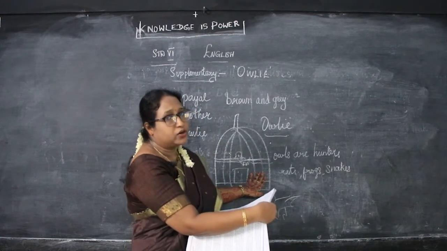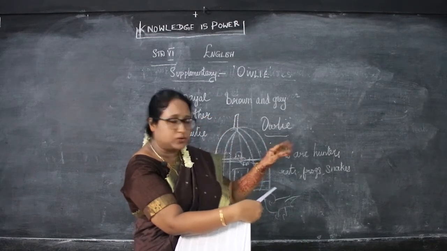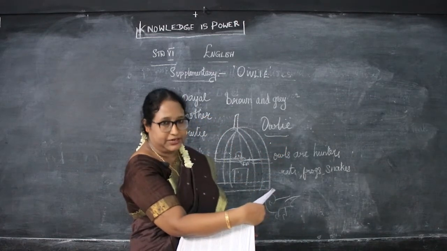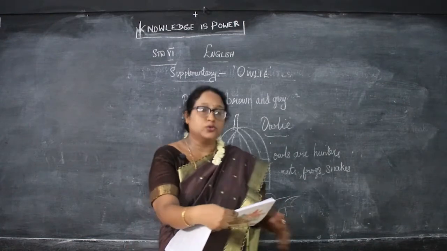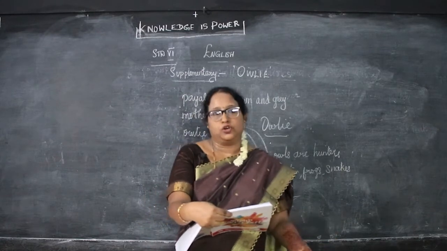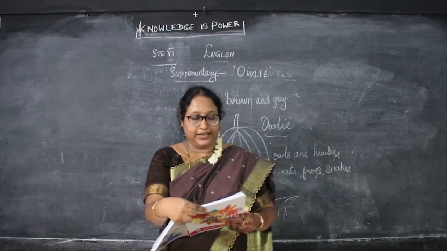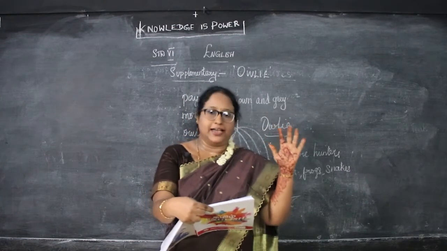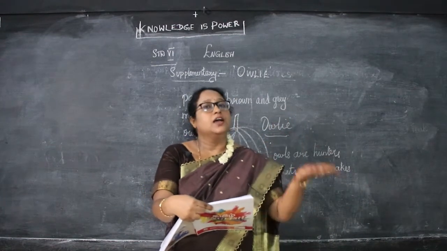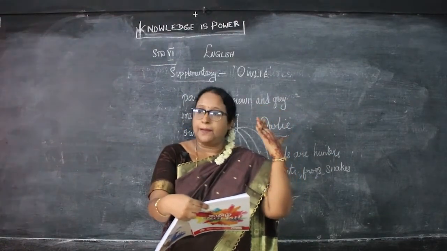Okay. What did Owlie do? As soon as she pushed the food inside, Owlie fell from the perch, that is from the rod, onto the floor of the cage. She lay on her back on the floor of the cage with feet up in the air. Her feet were up in the air.